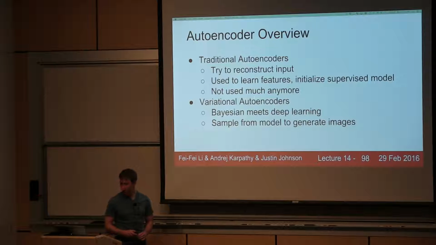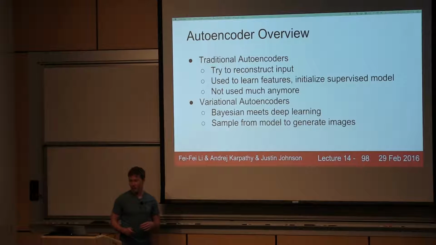Okay. So the overview of autoencoders is that, in general, the idea of an autoencoder is that we want to force a network to try to reconstruct our data, and hopefully this will learn useful representations of the data. For traditional autoencoders, this is used for feature learning, but once we move to variational autoencoders, we make this thing Bayesian, so we can actually generate samples that are similar to our data.